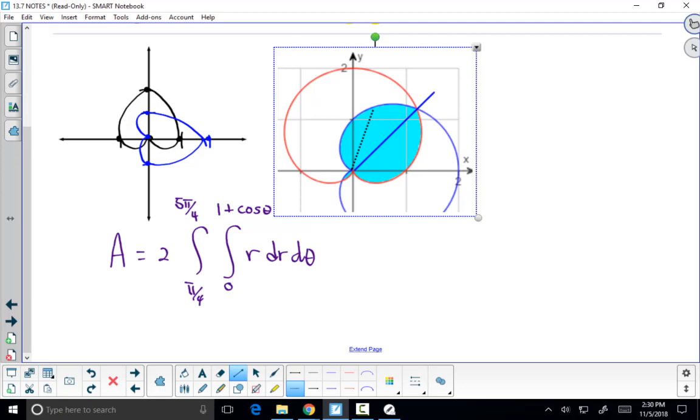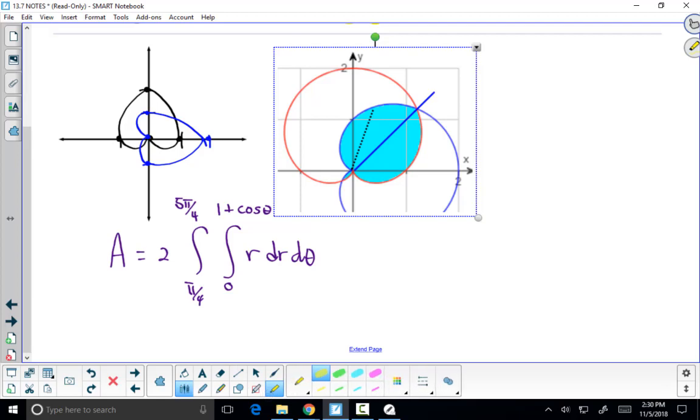Say that again? If we're not doubling the integral, then our lower limit's not 0. What would our lower limit be? It would still be minus 5 pi over 4 all the way to 5 pi over 4. Oh, I see. That's because of the angle. Yes, it's because of the angle.